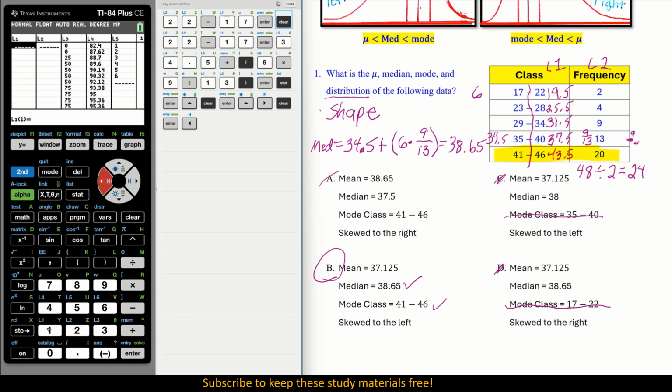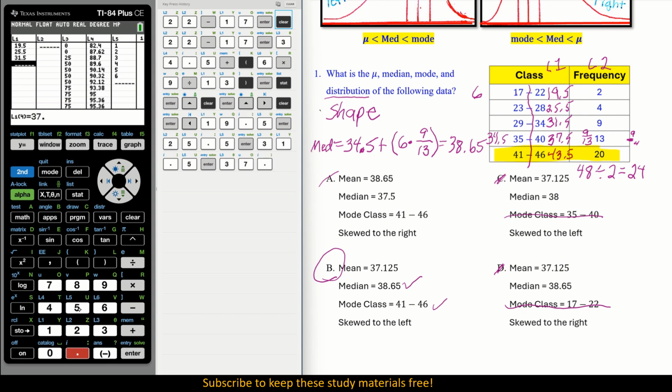And we have 19.5, enter. And then 25.5, enter. 31.5, enter. Make sure I'm doing all of it correctly. 37.5, enter. Remember, we're just adding the width of 6 each time. Okay. And then we have 43.5.